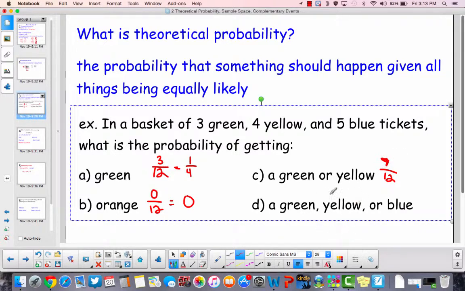What's the probability of getting a green, a yellow, or a blue? Well, you have 3 green, 4 yellow, and 5 blue, so you have a total of 12 out of 12, which is 1. Remember, probabilities can range between 0 and 1. 0 means it's impossible to happen. 1 means it has to happen. If these are your only 3 choices, you're going to have to draw one of those out of the bag.